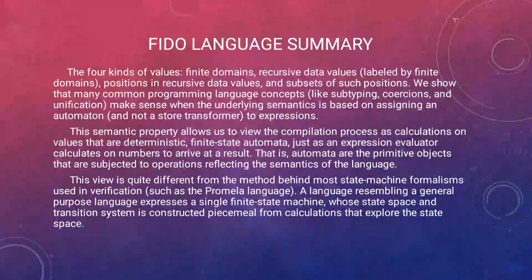FIDO language summary. The four kinds of values: finite domains, recursive data values, positions in recursive data values, and subsets of such positions. We show that many common programming language concepts apply to expressions. This semantic property allows us to view the compilation process as calculations on values that are deterministic finite state automata, just as an expression evaluator calculates on numbers to arrive at a result. This view is quite different from the method behind most state machine formalisms used in verification. A language resembling a general purpose language expresses a finite state machine, whose state space and transition system is constructed piecemeal from calculations that explore the state space.